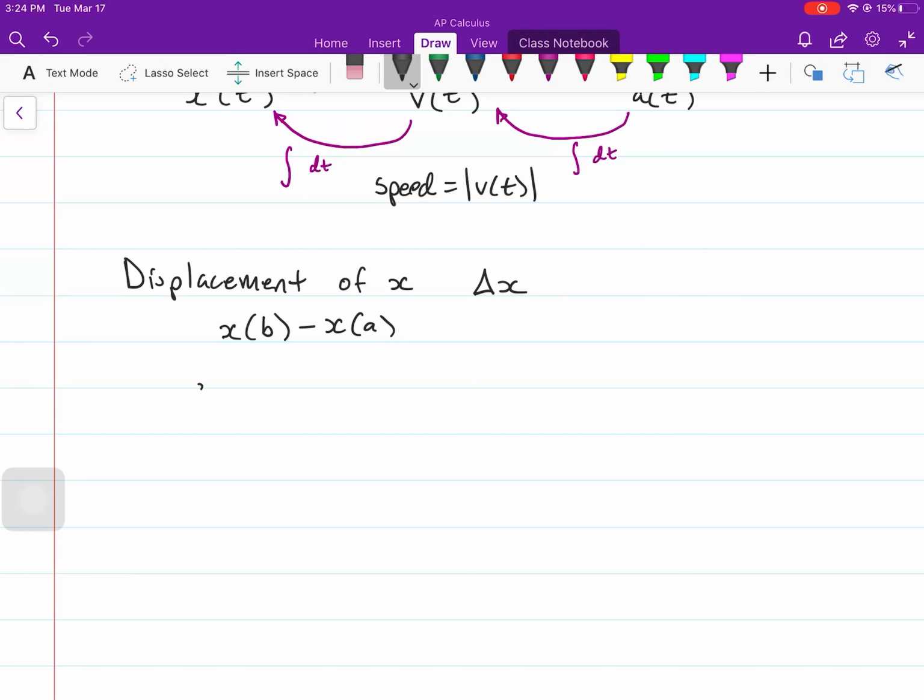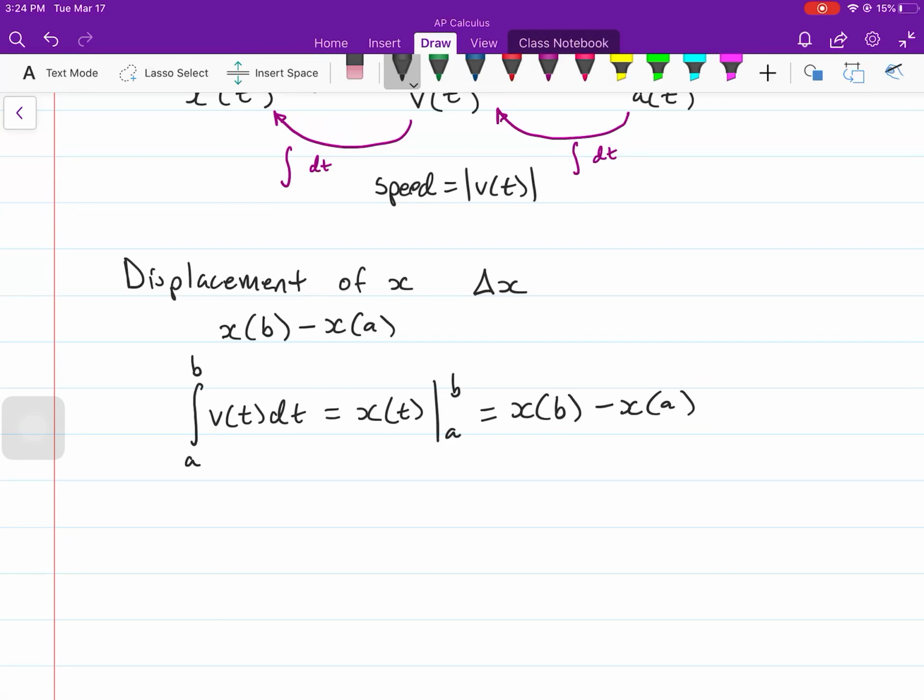So another way we can get that is by integrating, because notice x of b minus x of a. So if we were to integrate velocity, well, the antiderivative of velocity, wouldn't that be just position from a to b, which is really just x of b minus x of a. So if you want the displacement of position, you would just integrate velocity from a to b.